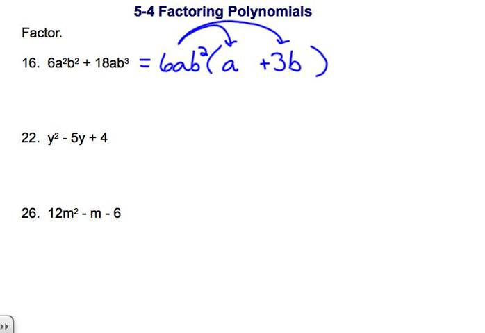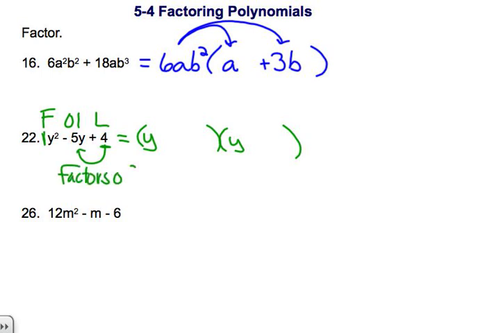The next type of factoring on 22 is a trinomial. The y squared came from the F of FOIL, the 5y came from the OI of FOIL, and the 4 came from the L of FOIL. So when we factor this, these are actually easier when the leading coefficient is a 1, because the only way to get y squared is y times y. Then we can look at this number here, and we can say factors of 4 that add up to 5.